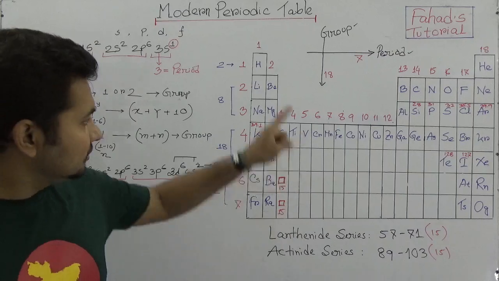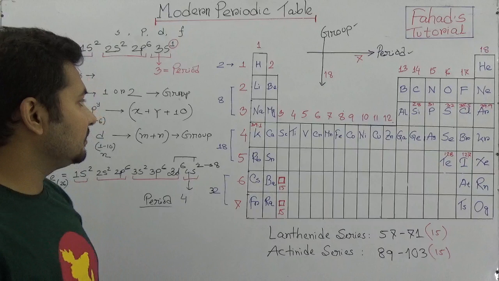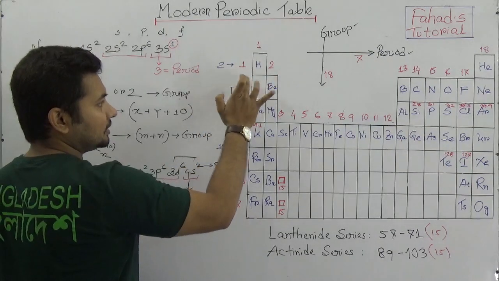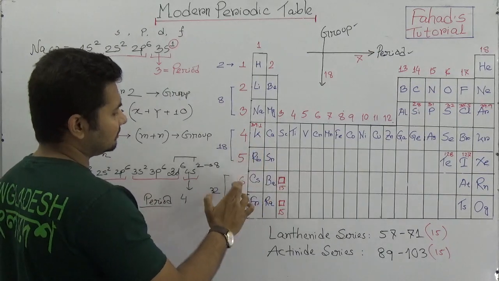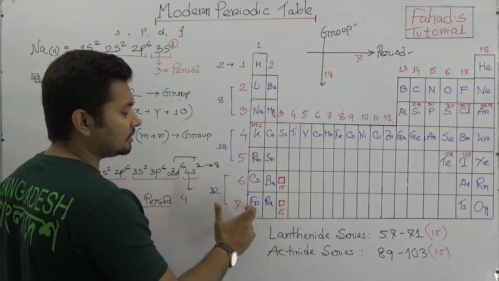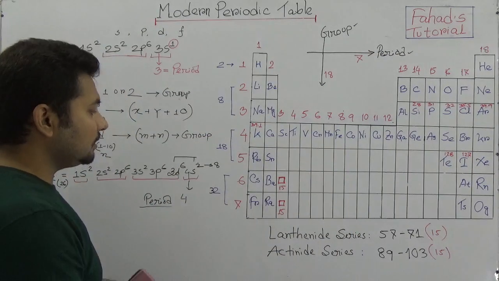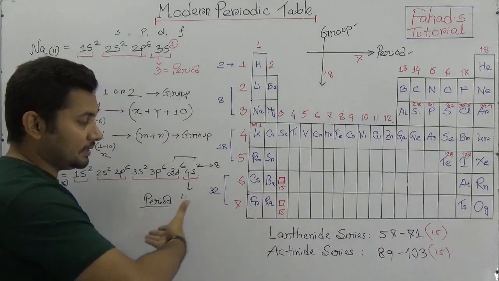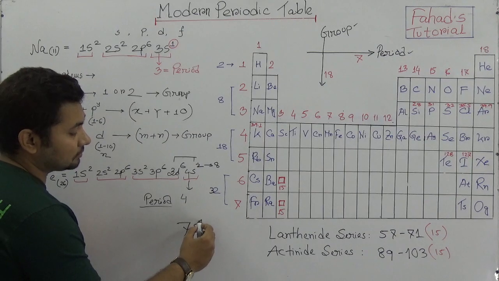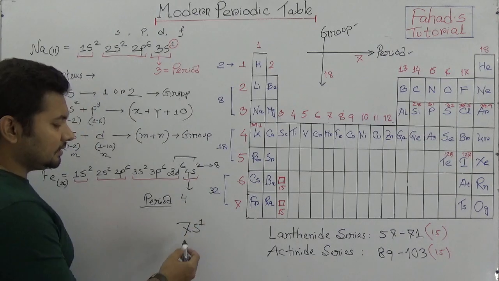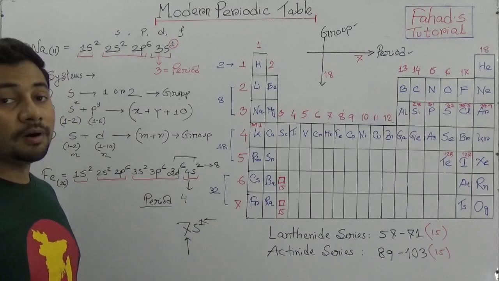If you do the configurations of all these 13 elements, you will always end up with 1s1, 2s1, 2s2, 3s1, 3s2, 4s1, 4s2, 5s1, 5s2, 6s1, 6s2, even 7s1, 7s2. You will have these configurations at last. So if you go to the electron configuration of francium, then you will have at last 7s1. So it means that the period number of francium is 7 and the group number of francium is group 1.